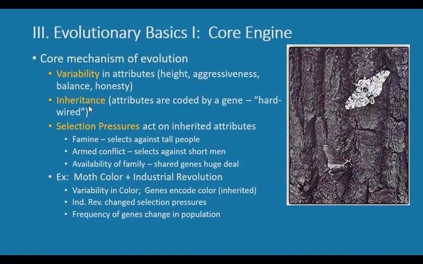Then some of those attributes are tied to inheritance, in other words, to our genetic wiring. They aren't just characteristics or traits that we pick up as we go through life, but they're somehow hardwired in the genome. Then you have two of the three pieces you need for evolution. And then the third one is you need some kind of selection pressure. So these are the kinds of pressures that act on inherited attributes.